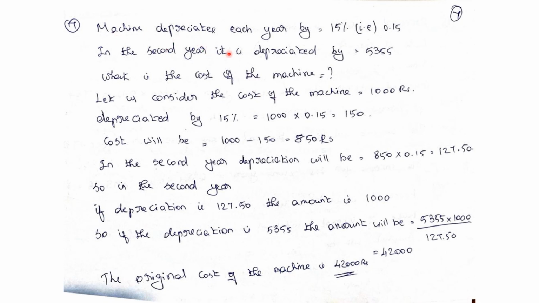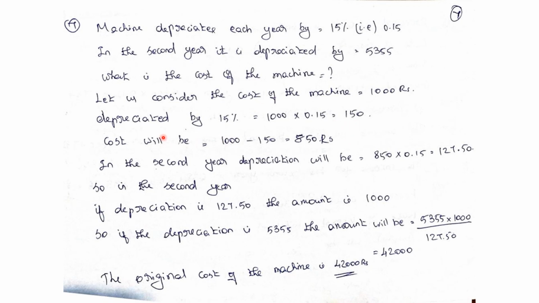A machine depreciates each year by 15%. In the second year, it is depreciated by 5,355. What is the cost of the machine? Okay, let us consider the cost of the machine. Like last time, you consider the amount is 1000 rupees. Depreciated by 15%, so the depreciation value is 150.